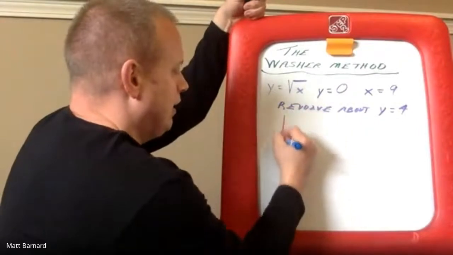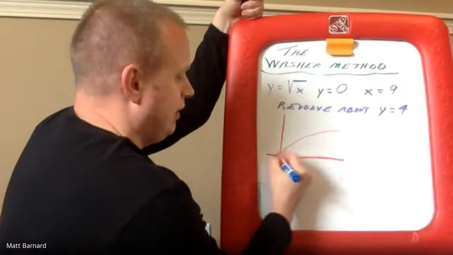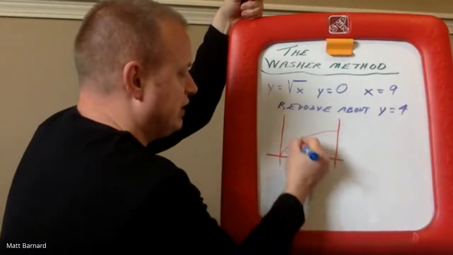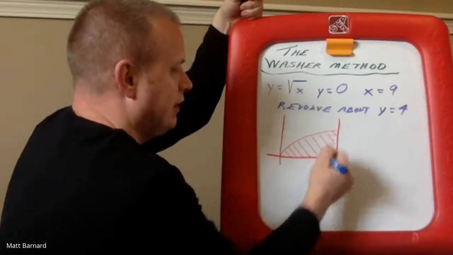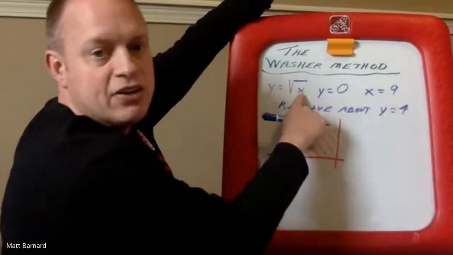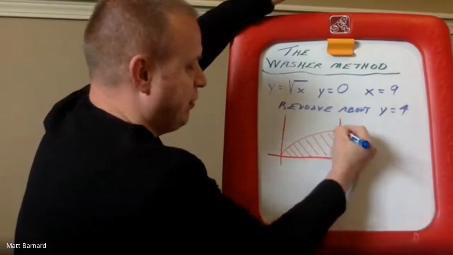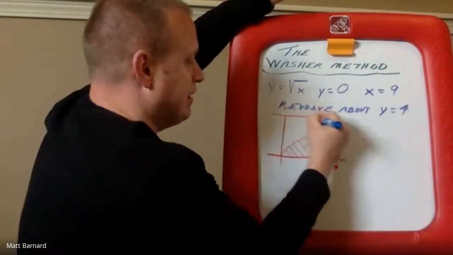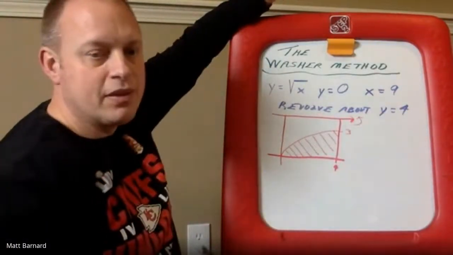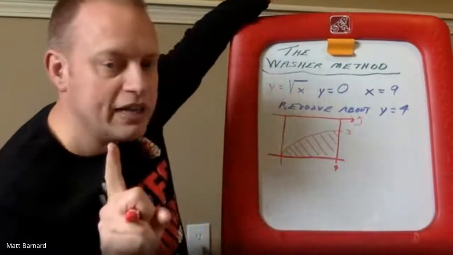So y equals the square root of x, y equals 0, x equals 9. This is the region that I want to rotate. But what's interesting about this is if I put 9 in here to the function, I'm at 3. So this is y value 3. Well, I want to spin this around the line y equals 4. So it doesn't matter if the line is y equals 3 or y equals 4, I still do the same thing.